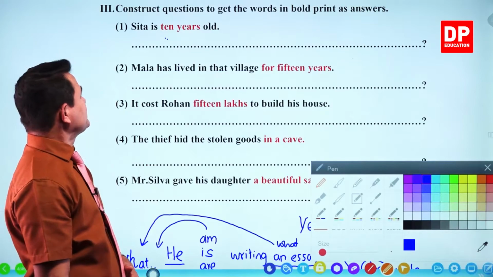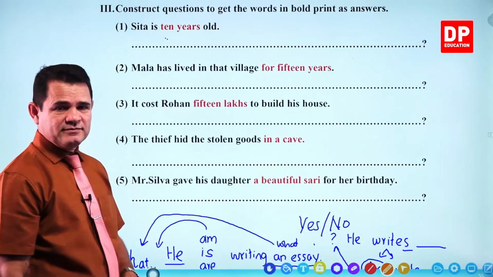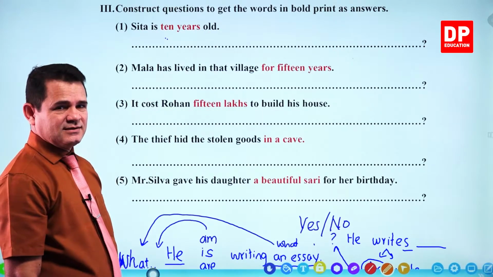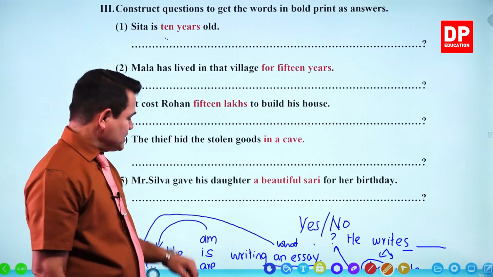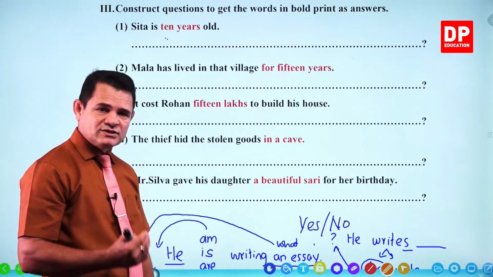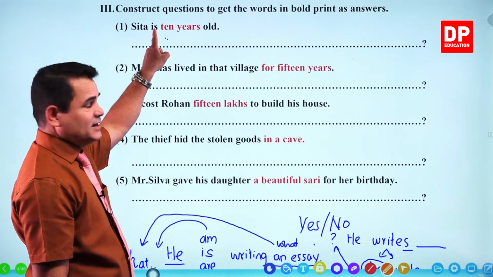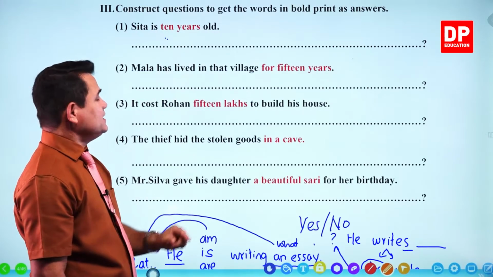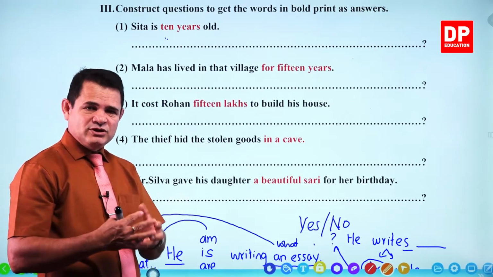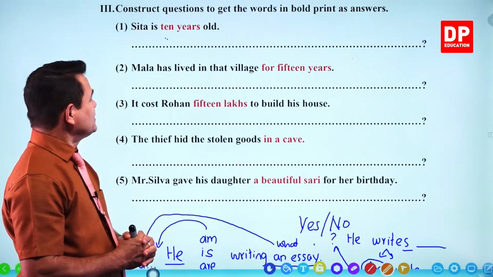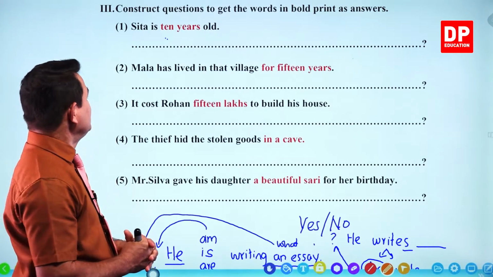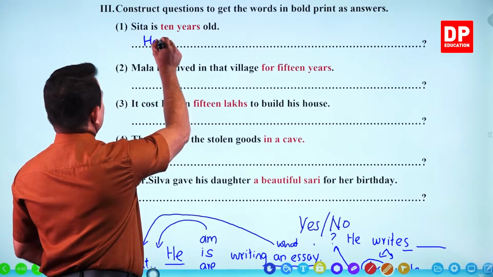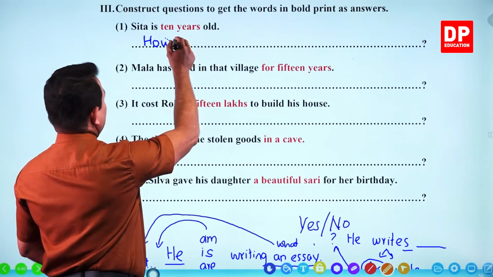First question: Sita is 10 years old. The answer should be 10 years. In this, as we said before, are there words like am, is, are, was? Yes. Then it is very easy. First we choose the WH word that matches 10 years. For 10 years old, it is how old. How old? 10 years. How old.